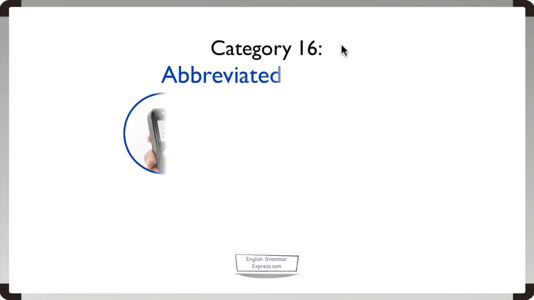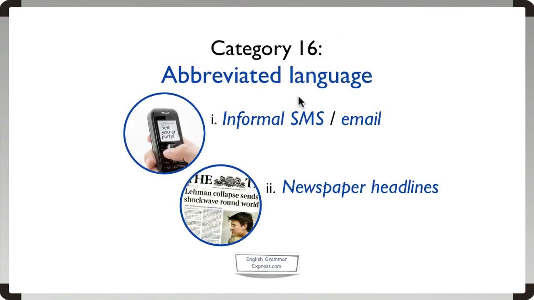The final category, 16, is abbreviated language. Now, two examples here. The first one is informal SMS or text or email. Examples are missed train, no article, or see you at party. Now, in normal conversation, you'd probably say missed the train or see you at the party. Because we are texting or emailing quickly, it's sometimes easier just to miss the article, like here and here.